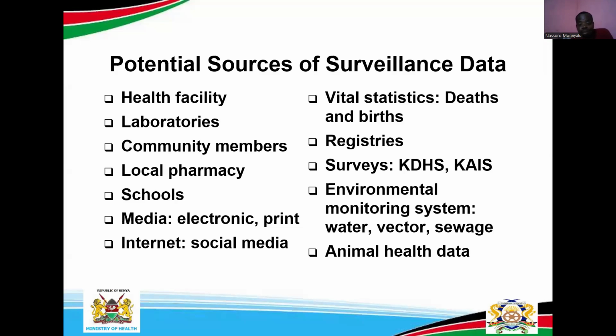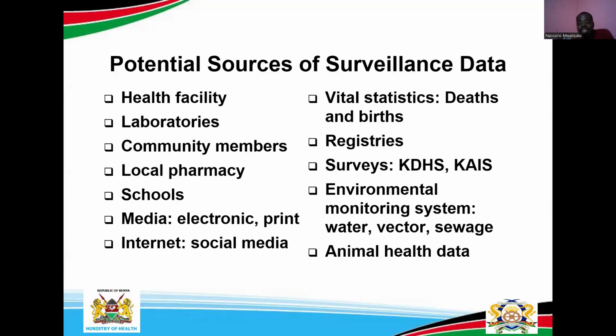The internet, whereby we have social media, when they talk that we are seeing a lot of people presenting with disease signs and symptoms in the community, there are a lot of mortalities. If you see this information in the media, you should not turn a blind eye to it. As a surveillance officer, you need to go further and get to know what's really happening and do the investigation.